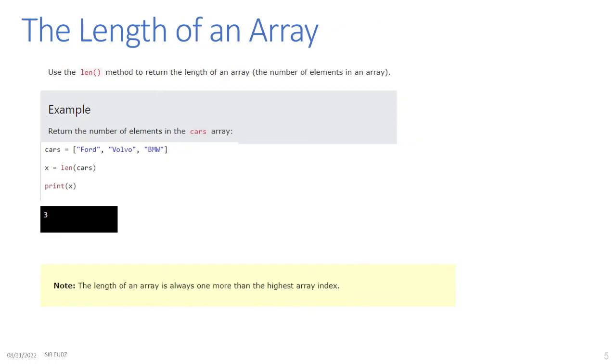The length of an array. Use the len function. The len function is a method to return the length of an array, the number of elements in an array. So return the number of elements in the cars array. Cars is equal to Ford, Volvo, BMW. x equals len(cars). If you print x, this will print 3. That's the length of the array. The length of the array is always 1 more than the highest array index. So the indexes are 0, 1, 2, and of course, the length of the array is 3.